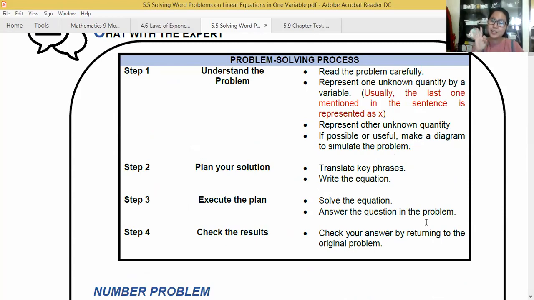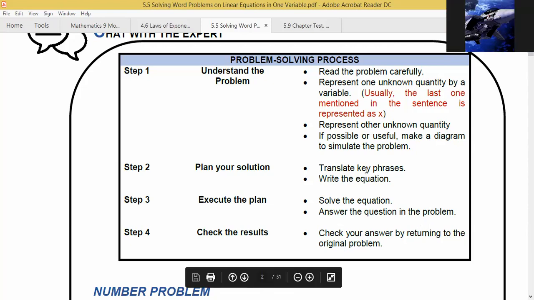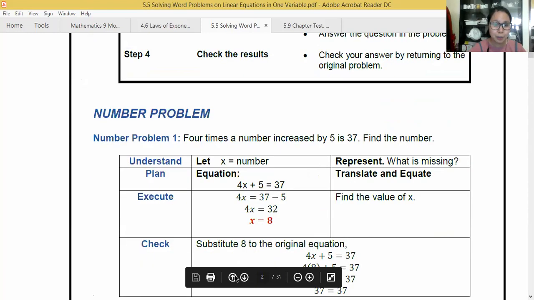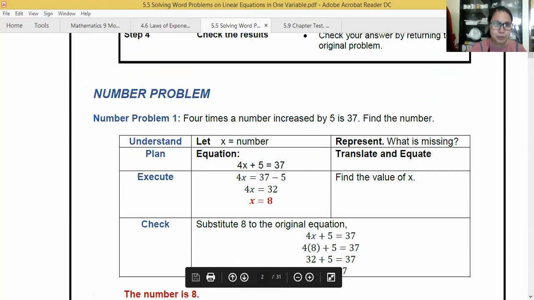Step 3, you need to execute the plan. It means you need to solve the equation. And step 4, we will check if our results are correct or not. Now, let's start with the first number problem. Let me first snip it.